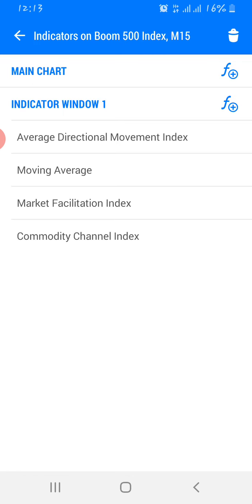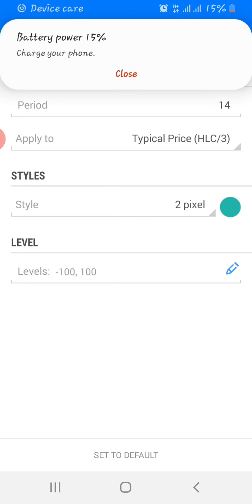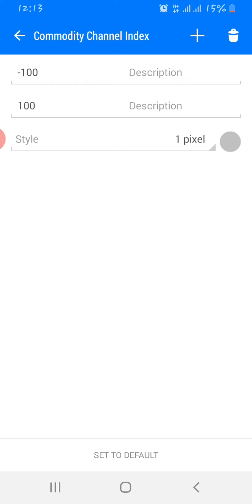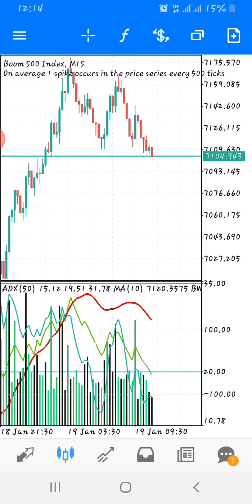It's very simple. Then the Commodity Channel Index, period 14, typical price, size 2 pixels. The levels, minus 100 and 100. I set it, click the add button, just like this, minus 100, plus 100, then you click done. So this is it. Guys, this is how the strategy works.